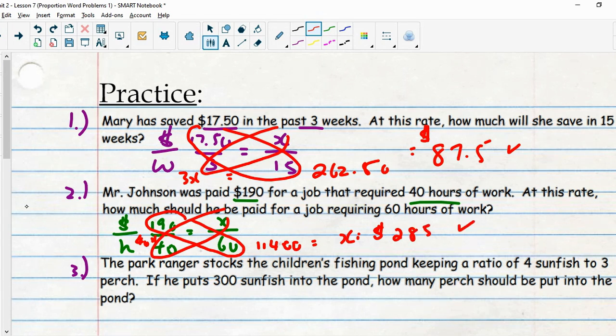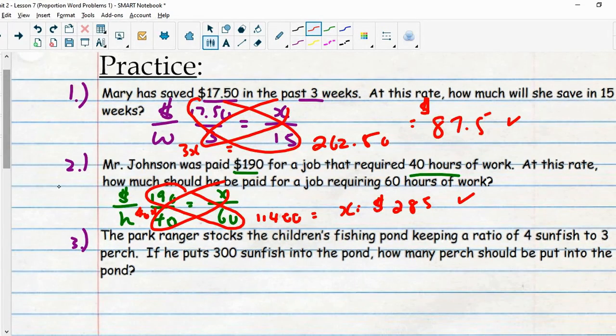Okay, one more, and then we're done. Last one. If the park ranger stocks the children's fishing pond, keeping a ratio of 4 sunfish to 3 perch. Sometimes these words, no one knows. I guess it's just fish. But anyways, what are we comparing here? Sunfish to perch. I think people do eat perch. So 4 sunfish to 3 perches. 300 sunfish, how many perches? Nothing crazy by now, right?